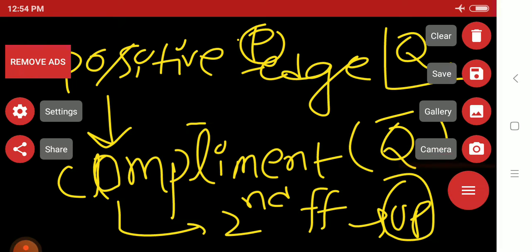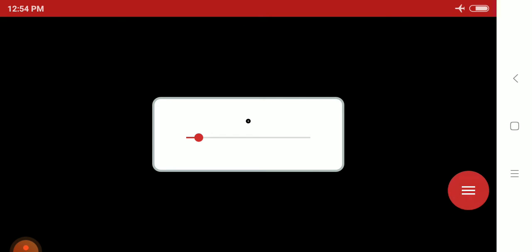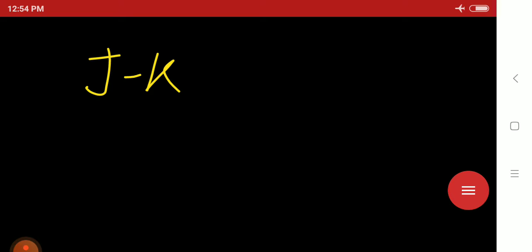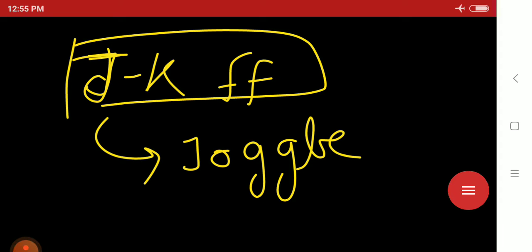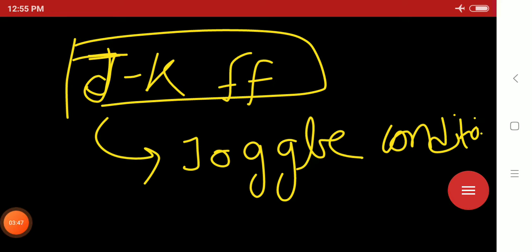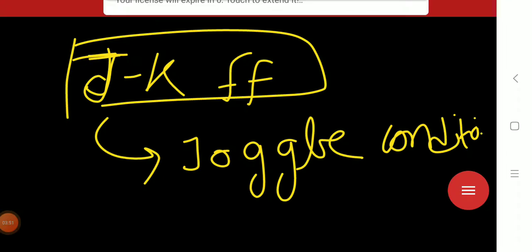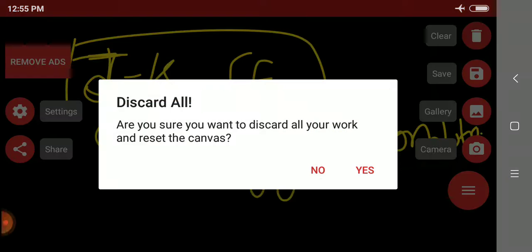Another thing before construction: we will work on JK flip-flops. You can use T flip-flops also, but here we will use JK flip-flops. And here one thing you have to know, that is toggle condition, which I will discuss while discussing the construction of the mod 4 up counter. So let's start.